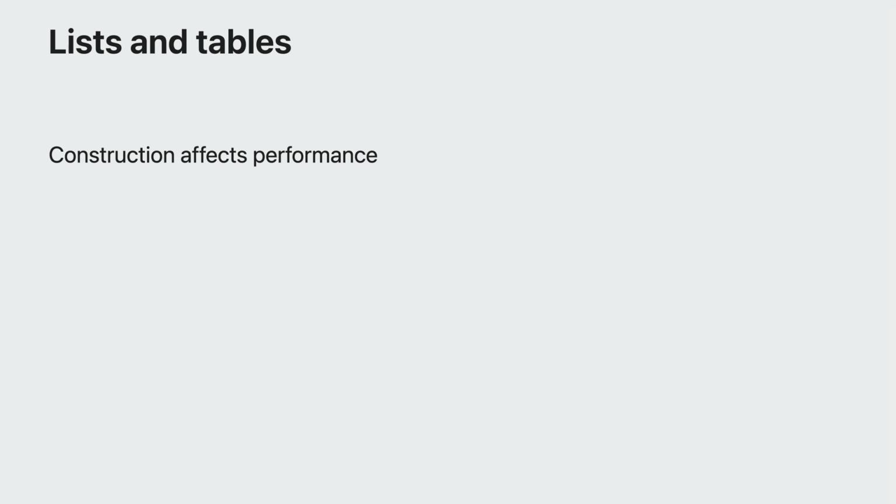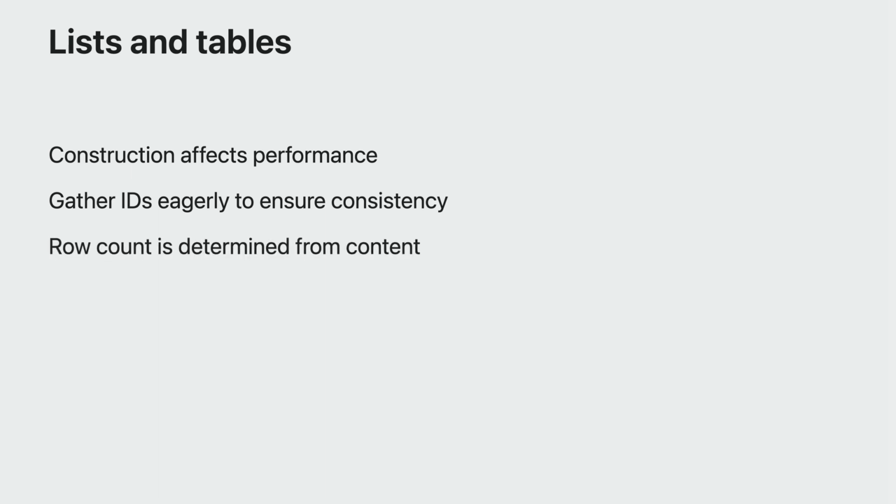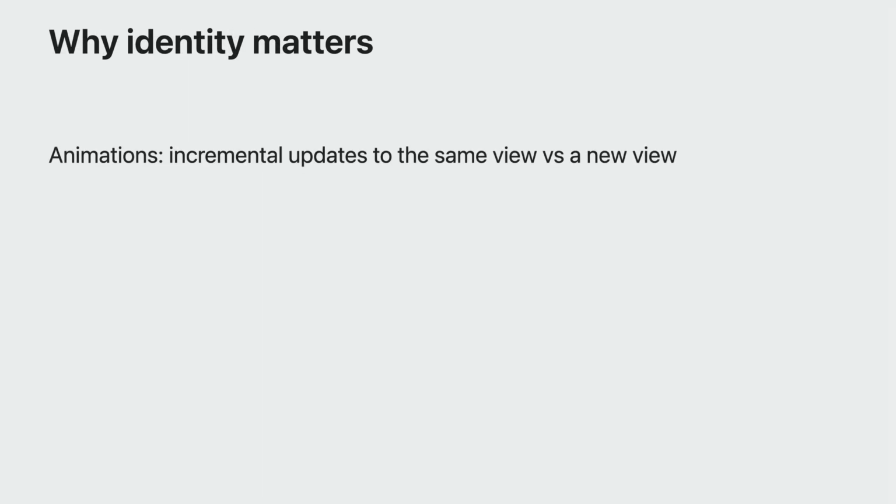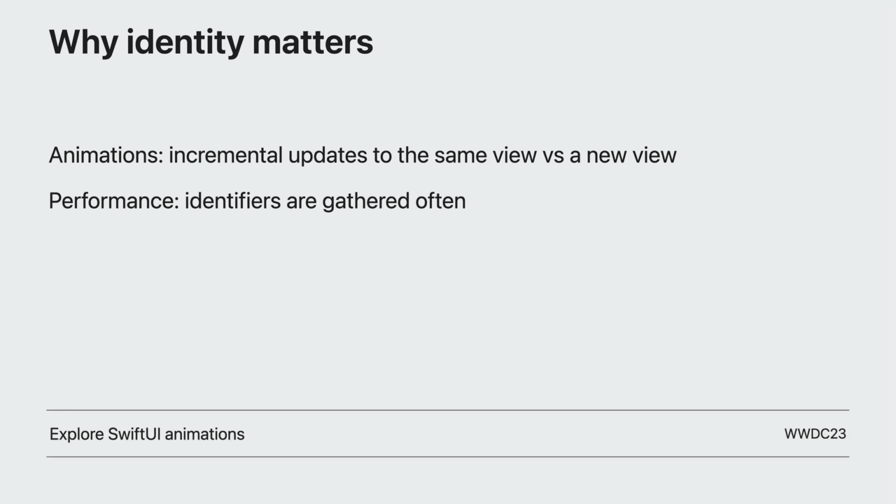List and table use identifiers to know what changes occur to the data. For consistency, all the IDs of list and table are gathered eagerly. Therefore, being able to quickly generate identifiers for your list and table contents directly translates to faster load and update times. Identity helps SwiftUI manage view lifetime, which is crucial for incremental updates to your hierarchy. A change to the identity means the view changed. This is important for animations and performance. For more information on animations, check out the Fundamentals of SwiftUI Animations session.